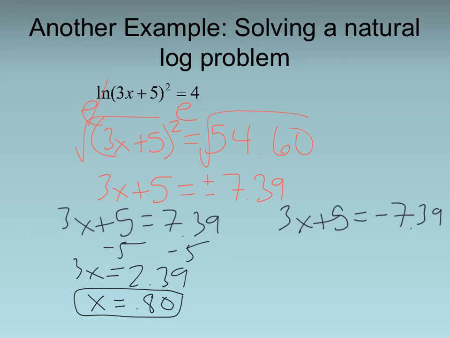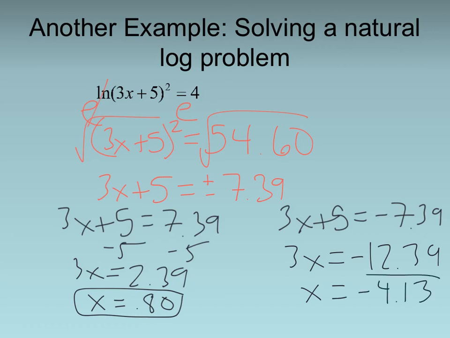Sweet. Super cool. And then the next one, I'm going to subtract 5. All right, over here we're going to have 3x equals, and when I subtract 5, I get negative 12.39. Divide by 3, and I get x equals negative 4.13. So those are my two answers.